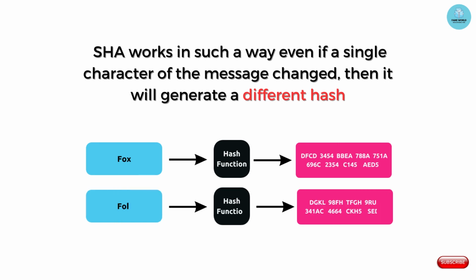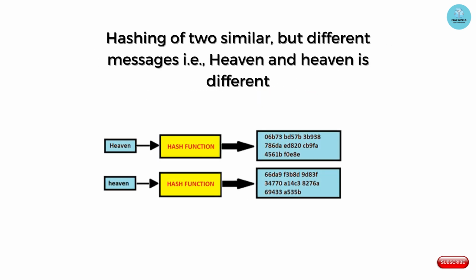SHA works in such a way that even if a single character of the message is changed, it will generate a different hash. For example, hashing of two similar but different messages, that is, Heaven and heaven, is different. However, there is only one difference of a capital and a small letter. This is referred to as the avalanche effect.